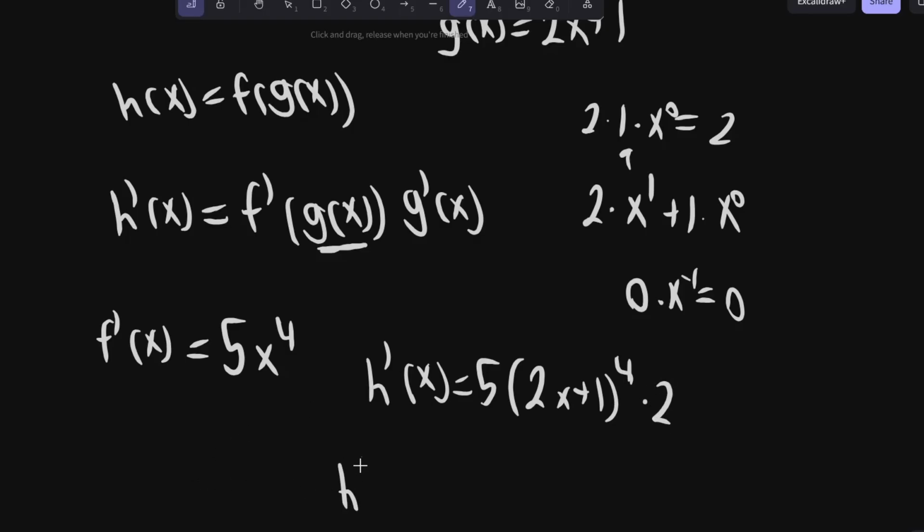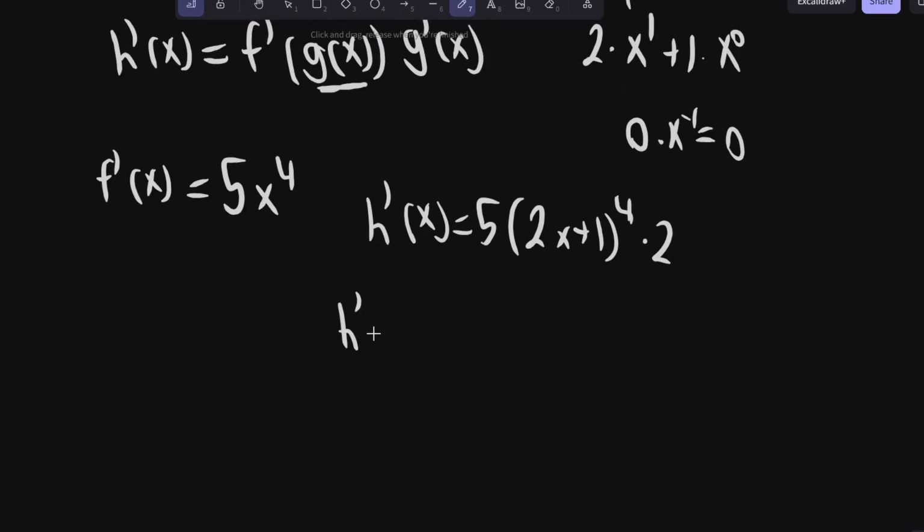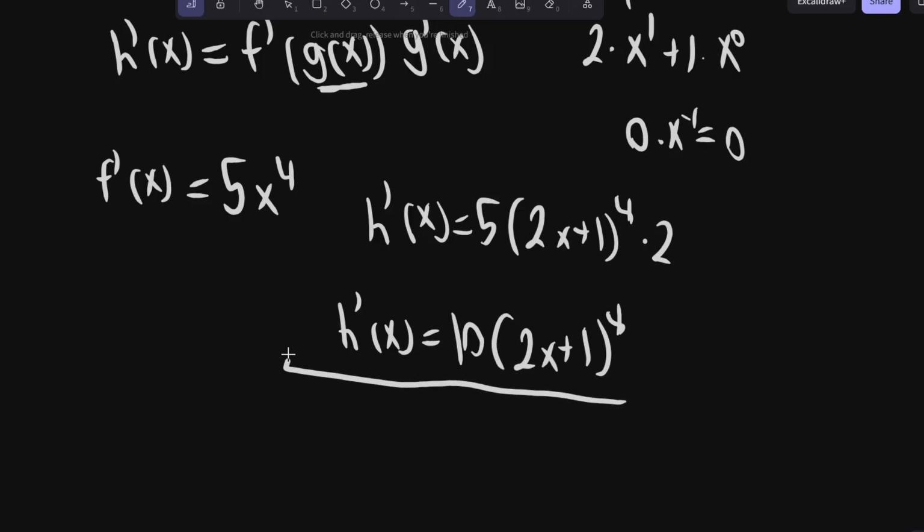So we actually get the following answer. H prime of x is equal to 10 times 2x plus 1 to the fourth. Okay? And that came from the chain rule. So that's how this rule is applied in practice.